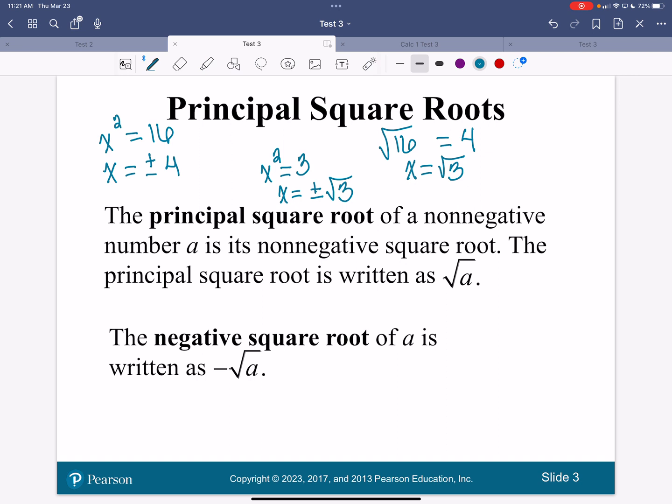Now, you can have a negative 1 outside of the square root, and that's okay. So when you see a negative in front of a square root symbol, that's not a problem at all. All that means is negative 1 times the square root of this value. That's all that means.